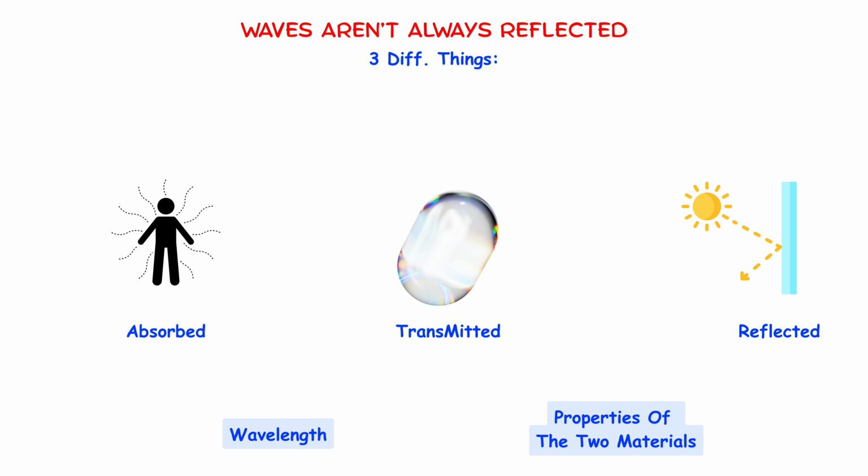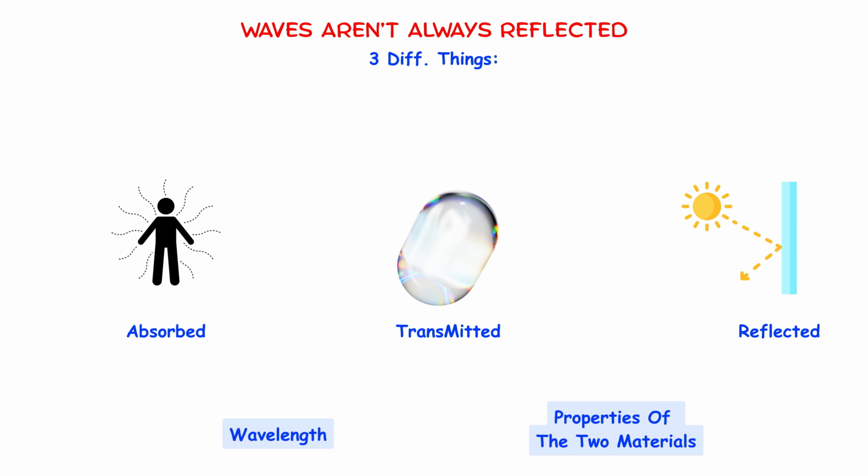In fact, when a wave reaches such a boundary, there are actually three possible outcomes that could occur depending on various factors. One possibility is that the wave may be absorbed by the material it hits, which means that the energy carried by the wave is transferred into the internal energy stores of the material, often resulting in a rise in temperature. Another possibility is that the wave could be transmitted, which means it continues traveling through the new material and exits the other side, and this process often involves refraction where the wave changes direction.